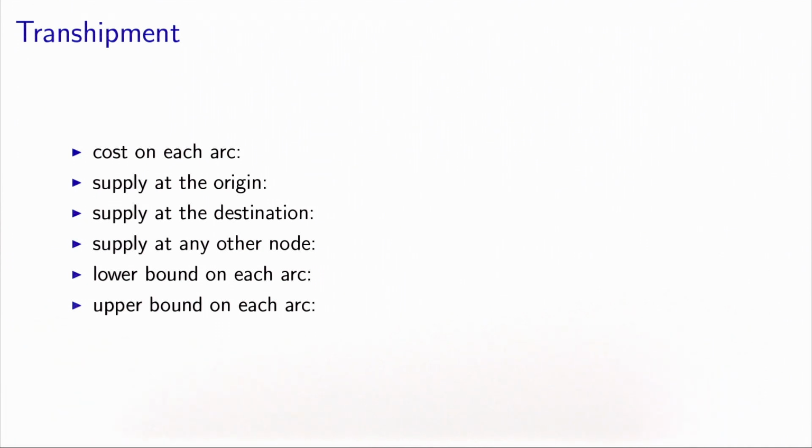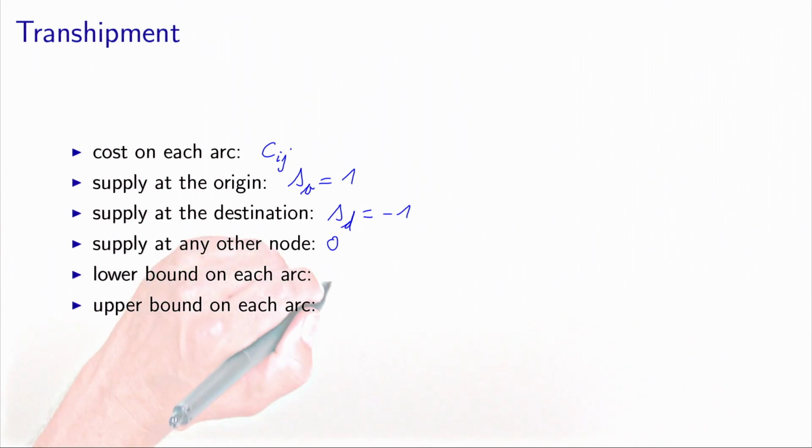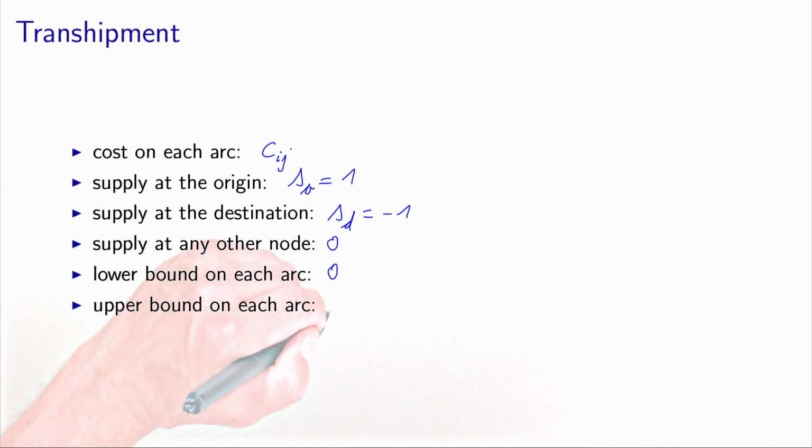The cost on each arc is Cij. The supply at the origin is S_O equal 1. The supply at the destination is S_D equals -1. The supply at any other node is 0. The lower bound on each arc is 0. And the upper bound on each arc is 1.